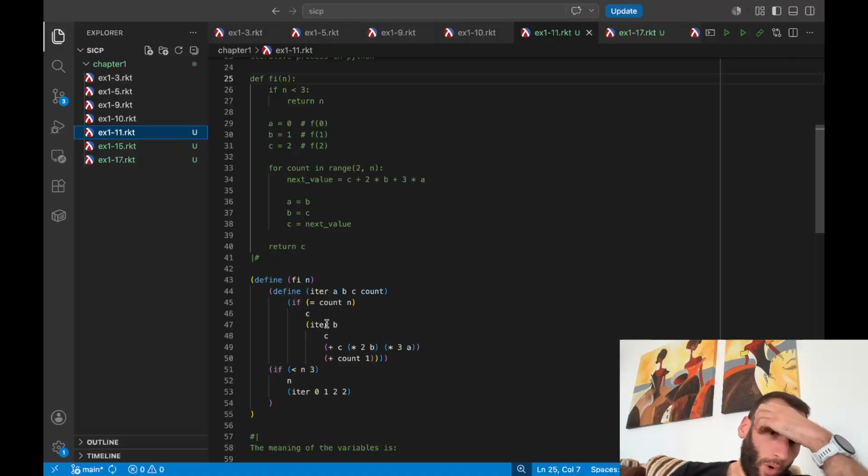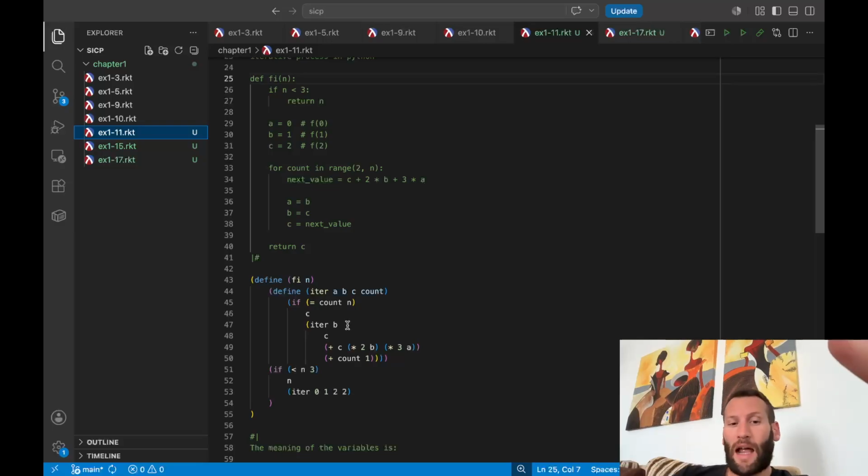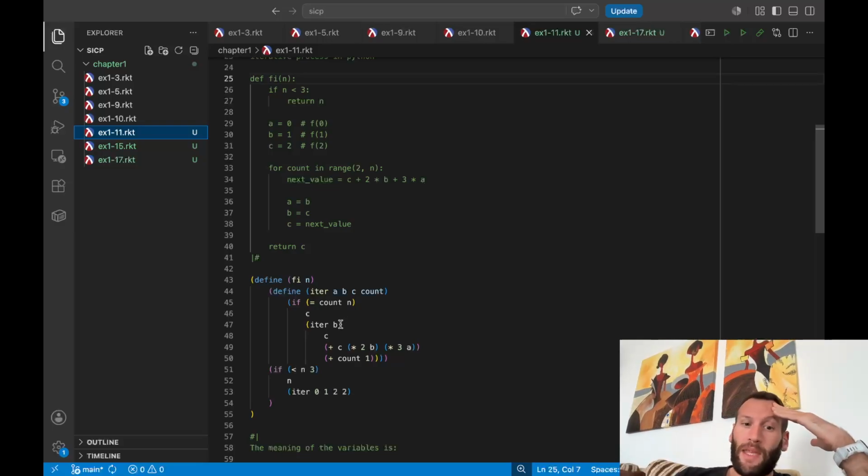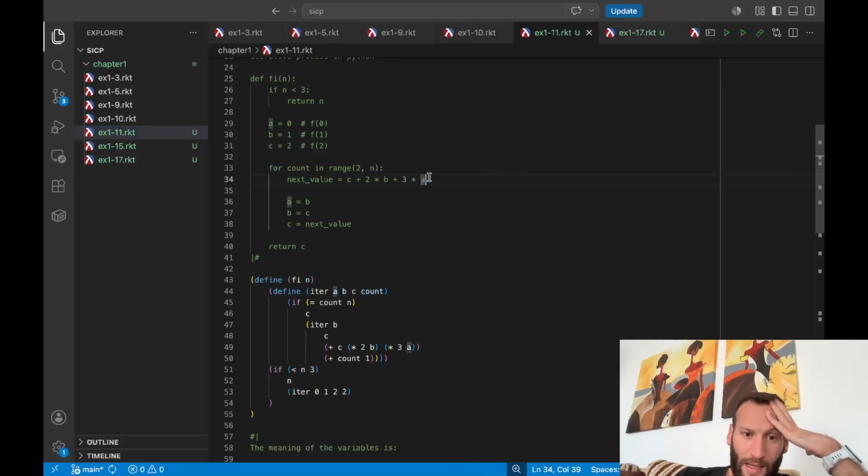Otherwise, we can call in an iterative fashion the function iter. And we call the function iter passing the arguments b, c, and the sum of c, 2b, and 3a. That, as you can see, is exactly what we were doing before in Python. And of course, we pass also the count incremented by 1.